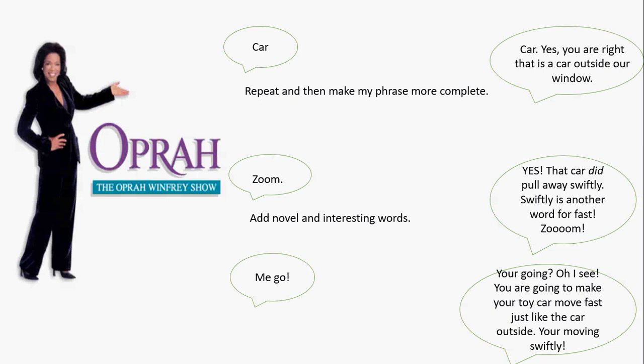Oh, you're going? Oh, I see. You're going to make your toy car move fast just like the car outside. You're moving swiftly. So therefore, you see how it's very conversational. You're adding to what children are saying. You're extending and elaborating. You're clarifying or making something more complete.